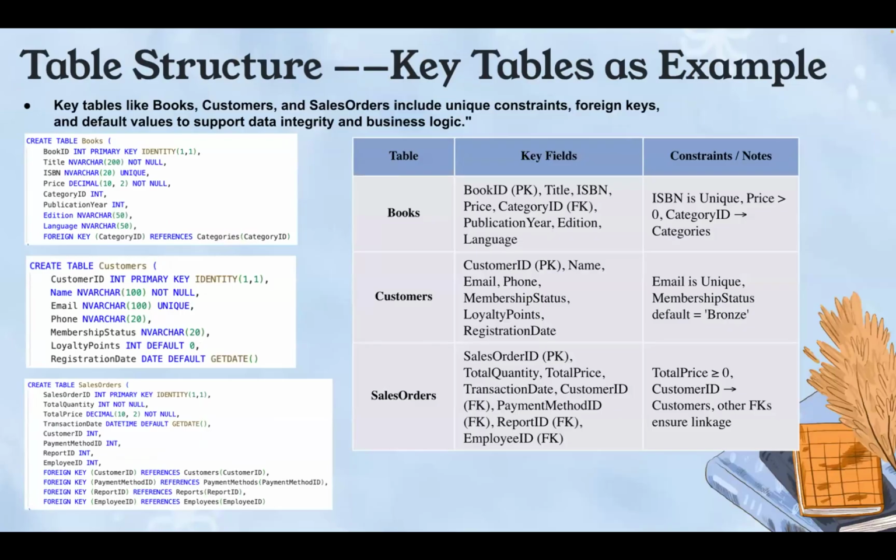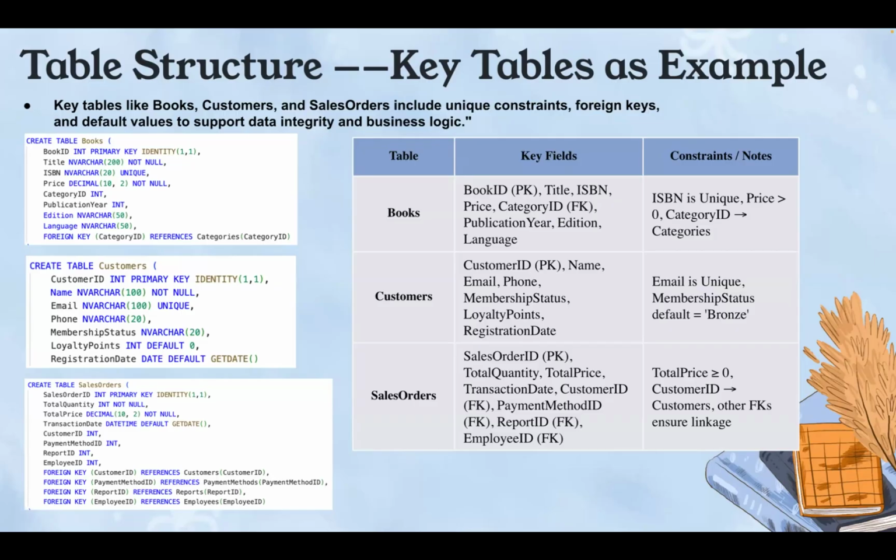And here we focus on the three key tables: books, customers, and sales orders. In the books table, ISBN is unique and the category ID is a foreign key linked to the categories table. Customers have unique emails and default values for loyalty points and the registration date.